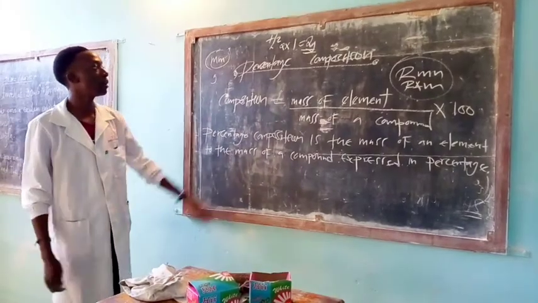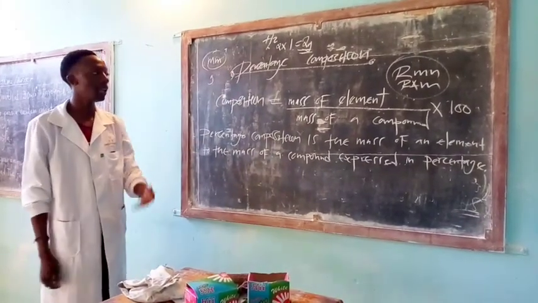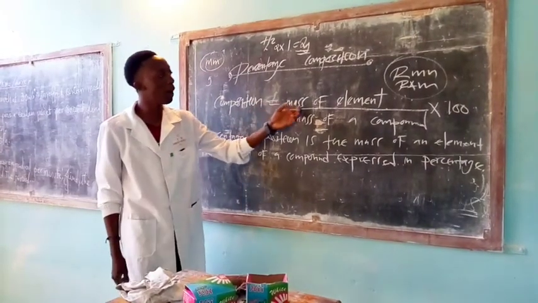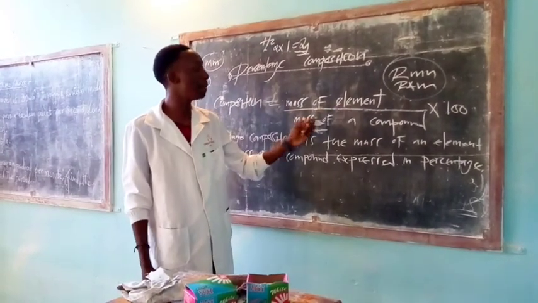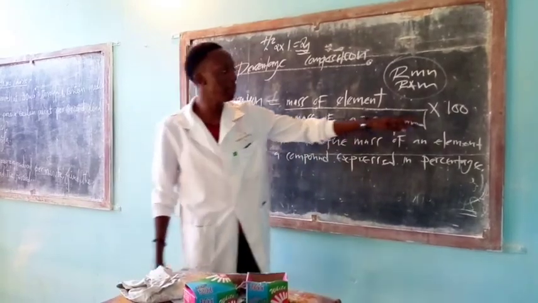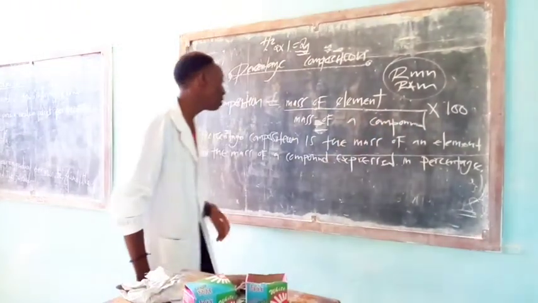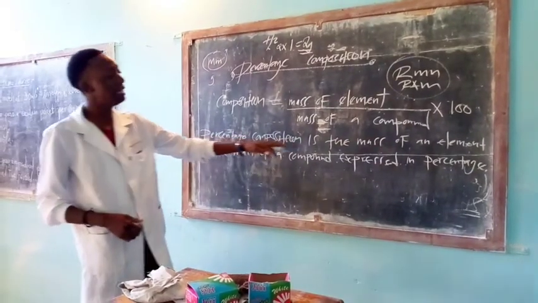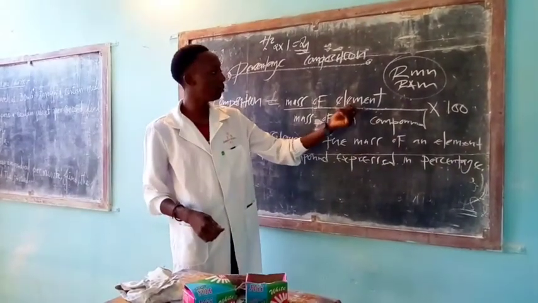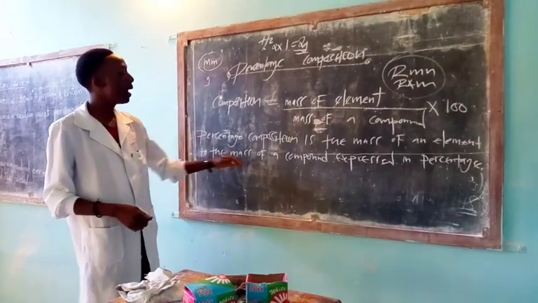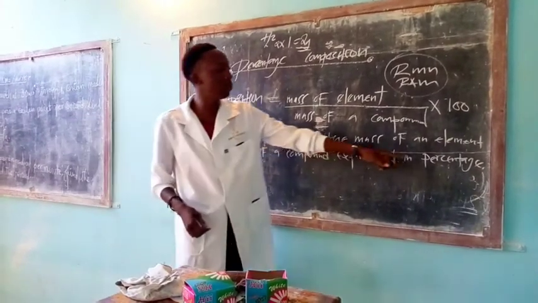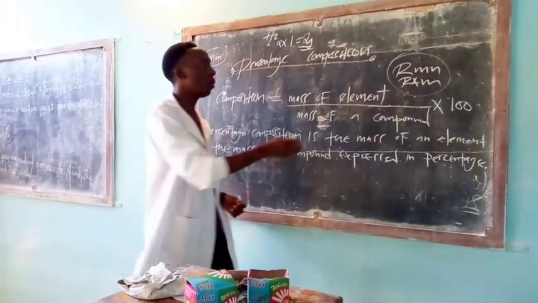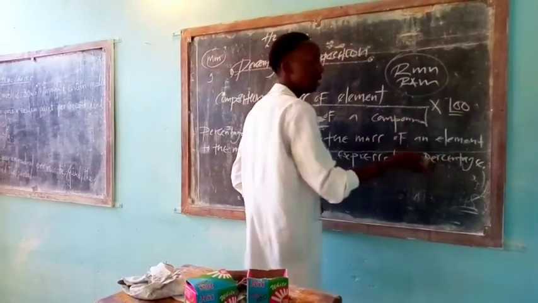So, let's talk about the percentage composition of an element. Composition is equal to mass of an element divided by mass of a compound times 100. That's why you define percentage composition as the mass of an element to the mass of a compound expressed in what? Percentage. Now, percentage, we all know that it's always 100.